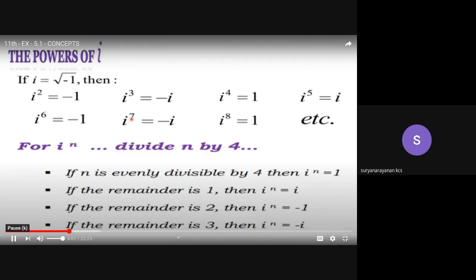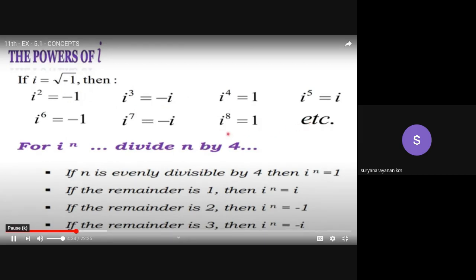Similarly, i power 7 is equal to i power 4 into i cube. What is i power 4? 1 into, what is the value of i cube? Minus i. 1 into minus i. What will you get here? Minus i. Understood these values, my children? All these values are based on these 3 points: i square, i cube, i power 4. Okay, my children. i power 8 and so on.